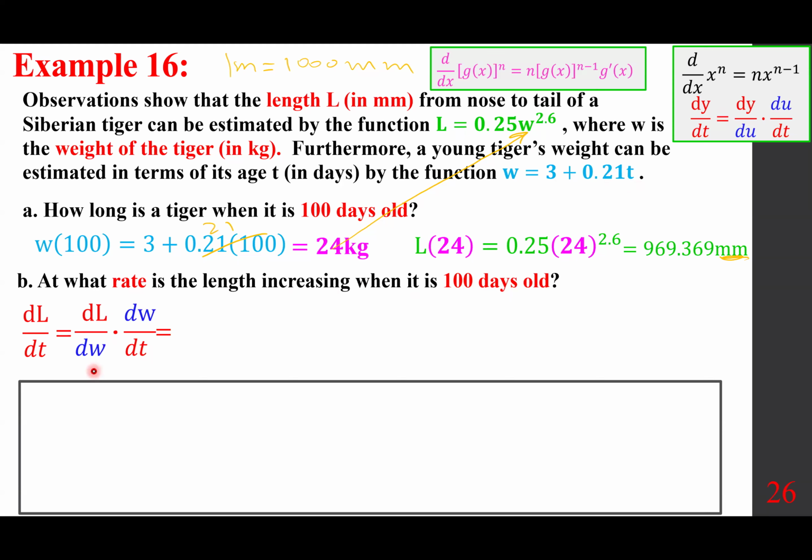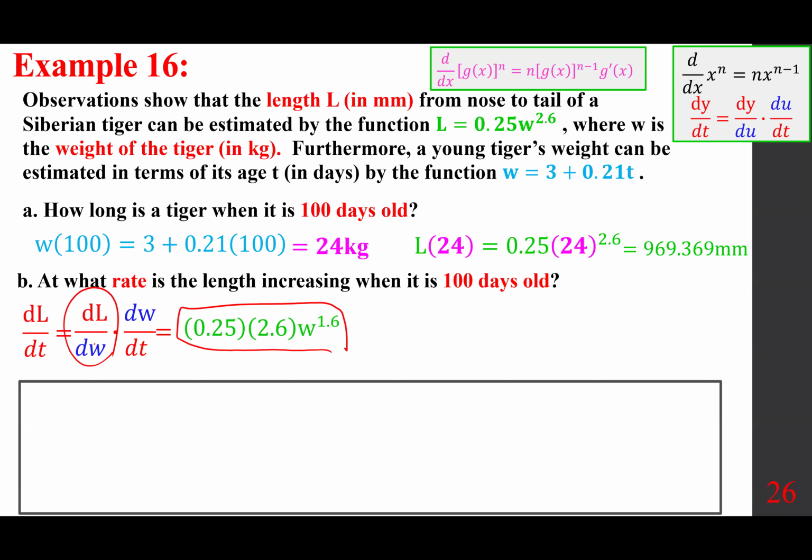So now that we have that, we want to differentiate this, dL/dW. That means differentiate this with respect to W using the power rule. 0.25 times 2.6 times W to the power of 2.6 minus 1, which is 1.6. In other words, this part is this, everybody.